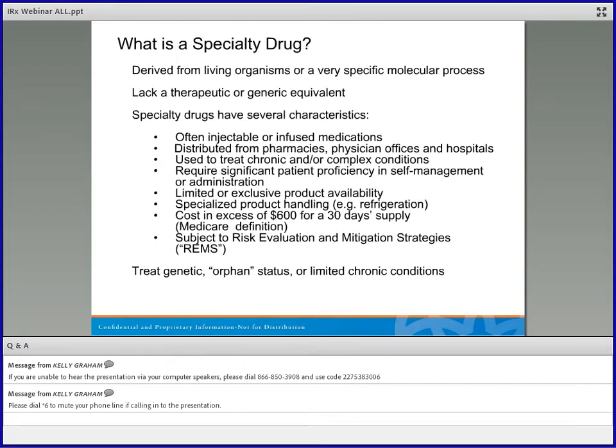A lot of these are refrigerated. They need to be kept cool, so there are a lot of issues there. Costs in a lot of cases are over $600 for a 30-day supply, which is really the Medicare extension. Some of those can range $2,000, $3,000, $10,000 a month for medication, so it can get very expensive.